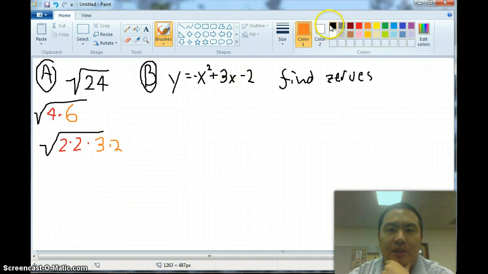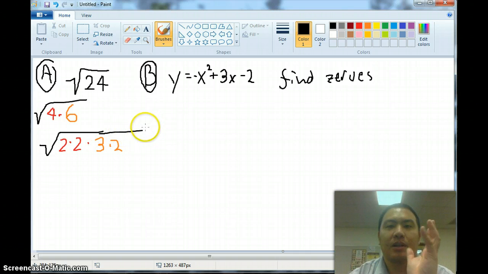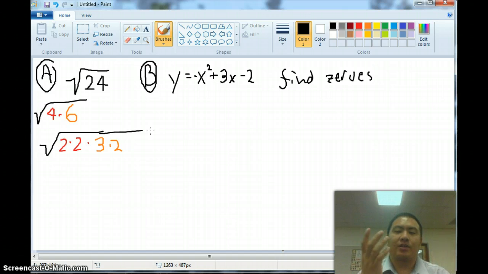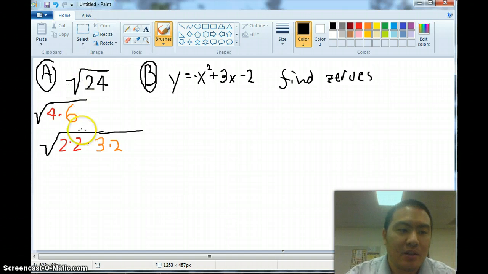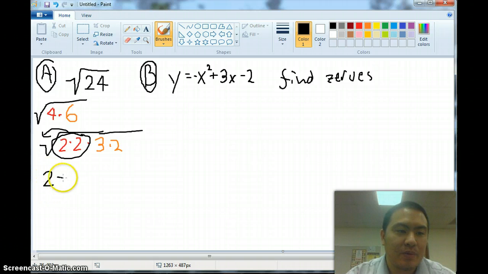What square roots tell us is that we're taking out pairs, like pairs of shoes, right? Every time you see a left shoe and a right shoe, you can pull them out and bring them outside. So I'm going to take these twos, because there's two of them, and bring them outside. That's going to leave me with 2 square root of 3 times 2.